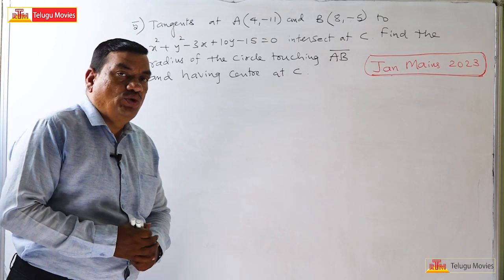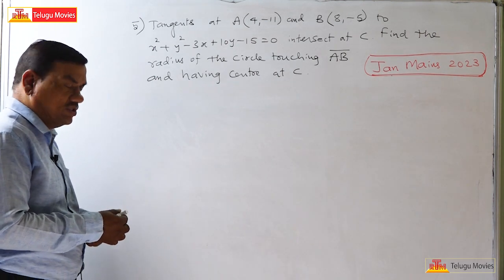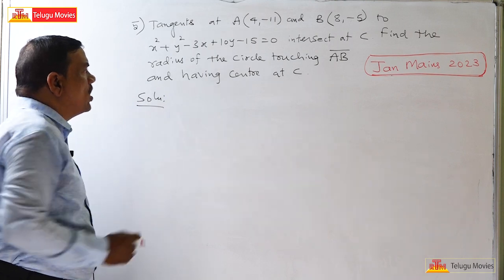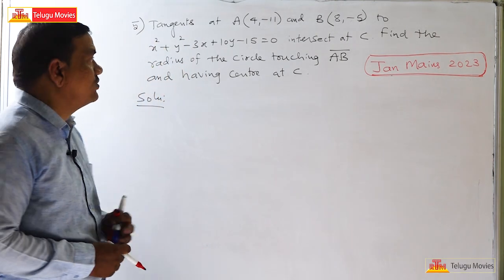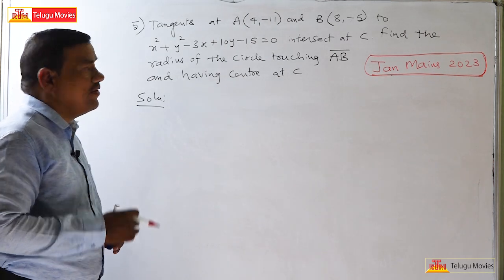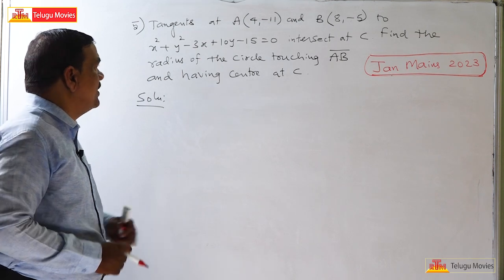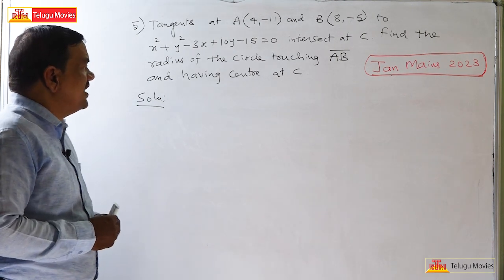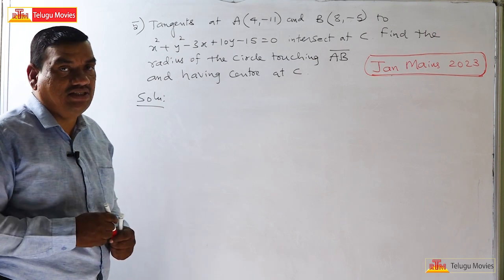Hi students, welcome to this problem. This is one of the typical problems. If you approach it in a logical way, this problem is very easy. The first thing: tangents at A (4, minus 11) and B (8, minus 5) to a circle intersect at C. Find the radius of the circle touching AB and having center at C.